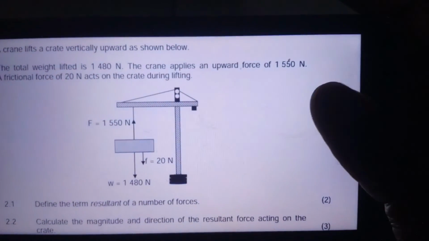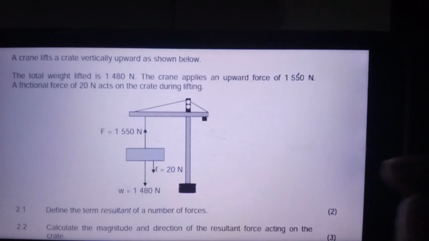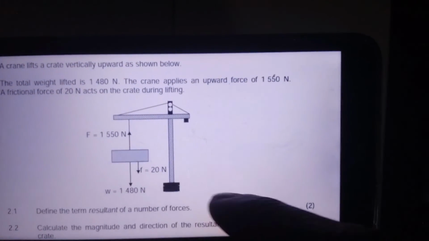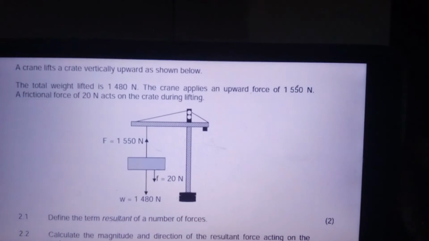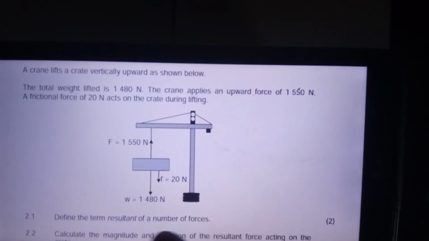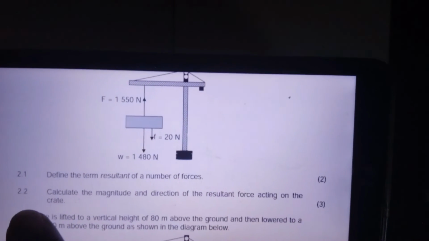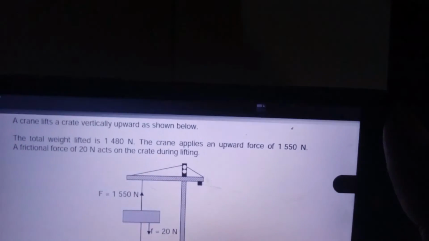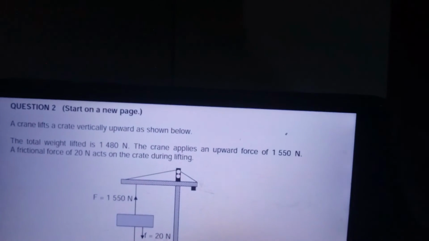I think it's also important to notice that they've given us a schematic diagram there, and they're asking us to define the term resultant of a number of forces. We've already defined that. 2.2, calculate the magnitude and direction of the resultant force acting on the object. Cool. So what is it that we're supposed to do in this instance?